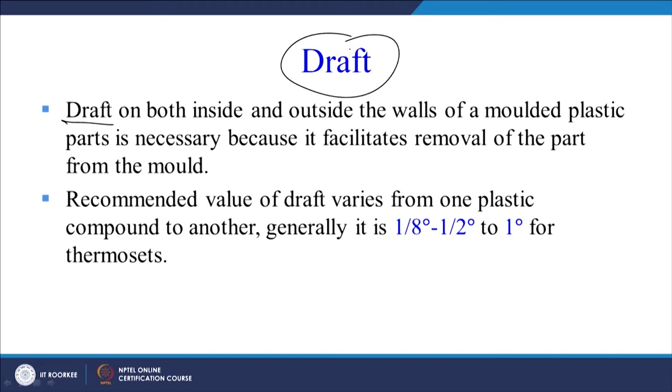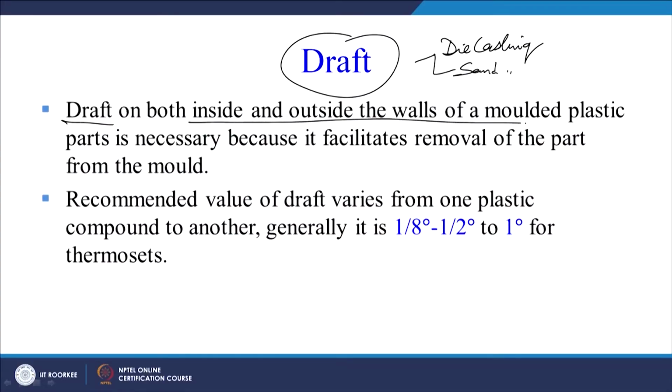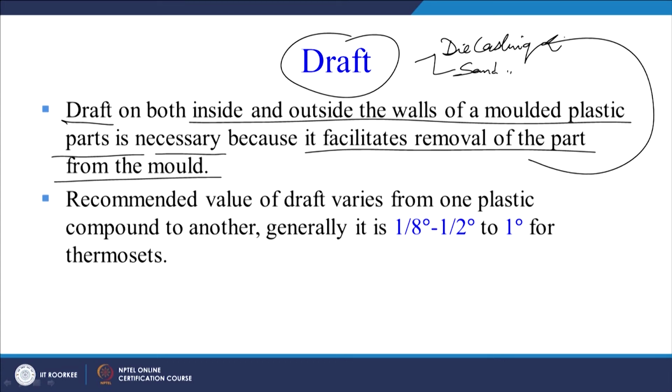Then coming on to the draft. Draft we have seen in case of die casting guidelines. It is also important in sand casting, and it is also important when we are talking about the forming of the plastic parts. So draft on both inside and outside the walls of the molded plastic parts is necessary. Why is it necessary? Because it facilitates the removal of the part from the mold. The same explanation we have already discussed in case of die casting, that we have to provide a draft in all the sides which are in a direction perpendicular to the parting line.